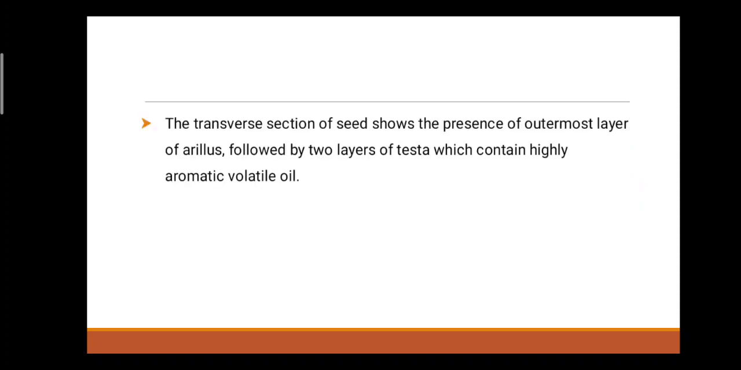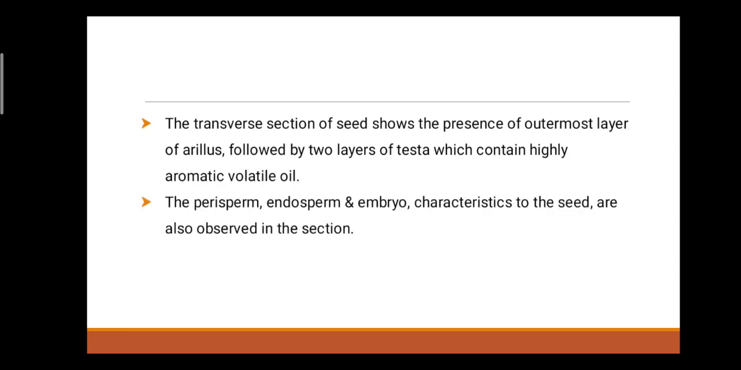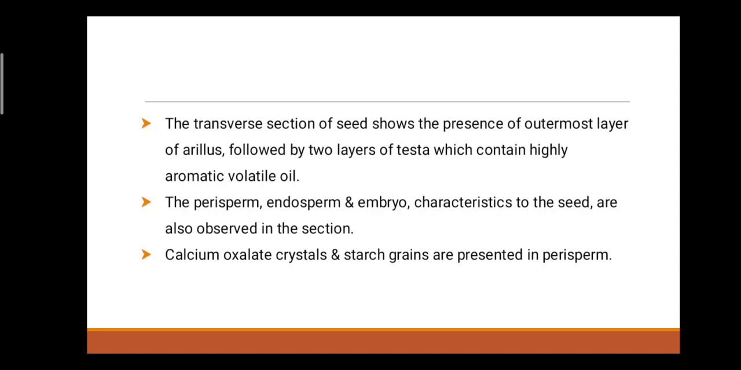The transverse section of the seed shows the presence of an outermost layer of arillus, followed by 2 layers of testa which contain highly aromatic volatile oil. The perisperm, endosperm and embryo characteristic of the seed are also observed in the section. Calcium oxalate crystals and starch grains are present in the perisperm.